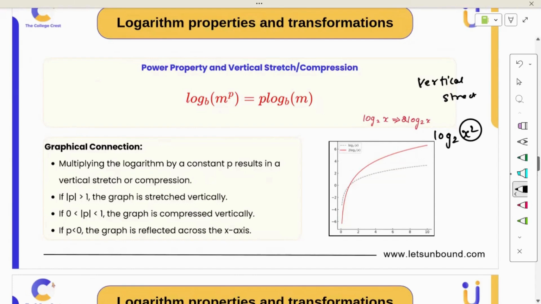So both will represent the same function. Log 2x square or 2 log 2x, they will represent the same function. And when your modulus of the power is greater than 1, it's stretched vertically. Between 0 and 1, it's compressed vertically. If it's less than 0, if you've got some negative here, we know, right, it's a reflection.